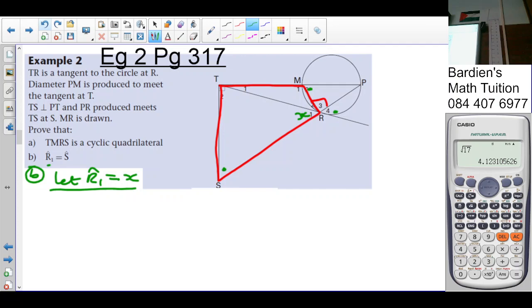So we're saying R4 is equal to X. Why? Vertically opposite. Right. Now what? M2 is equal to X. Why? Tan chord theorem.